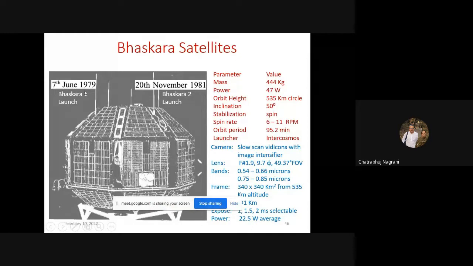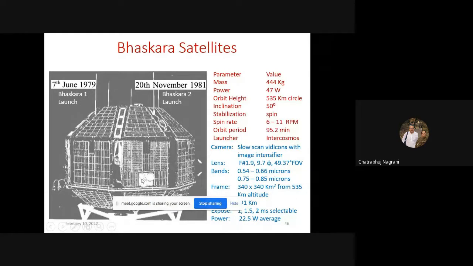Now I was talking of Bhaskara 1, which was launched on 7th June 1979, and Bhaskara 2 on 20th November 1981. You can see here it had a 50-degree inclination. It was at 535 kilometers. It was using very small 47 watt power. Its weight was 440 kilograms and it was a spinner, meaning it was spinning. Now you will think that when it is spinning, how can it take a picture? That is what you have to generate. This is the camera here.